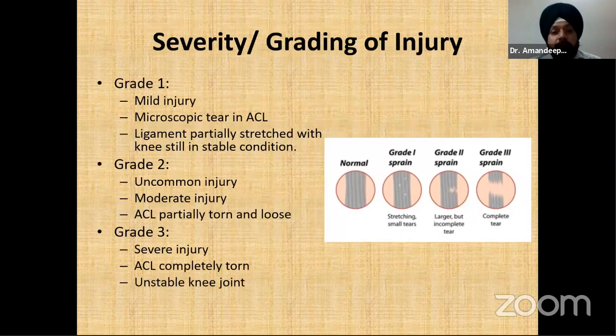Now, if we are talking about severity or grading of this injury, we divide it into 3 grades. Grade 1 is a mild injury with microscopic tear only, where the ligament gets partially stretched but the knee is in stable condition. Grade 2 is an uncommon injury, a partial, moderate injury, with the ligament partially torn and the knee joint becoming a bit loose. And grade 3 is a severe injury, in which the ACL is completely torn and the knee joint becomes highly unstable.